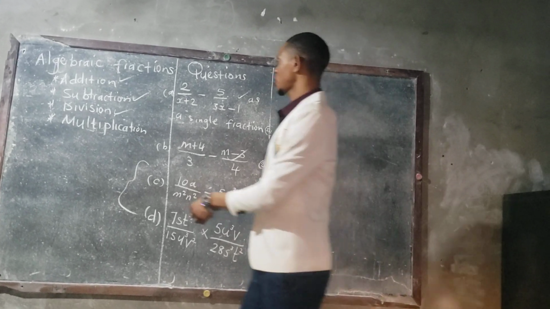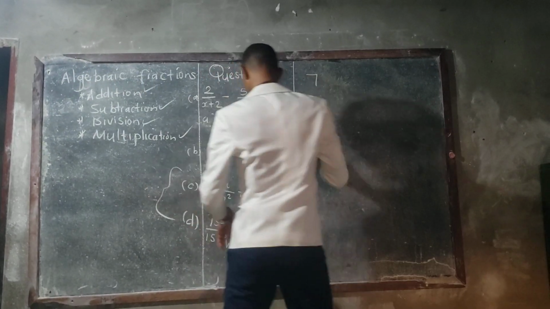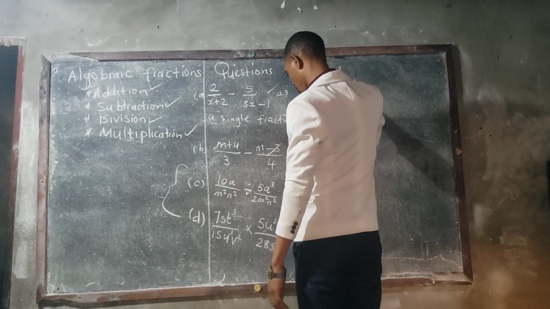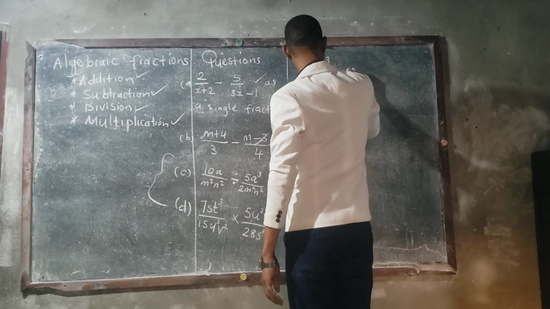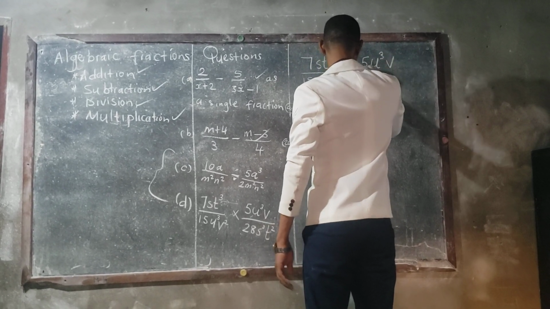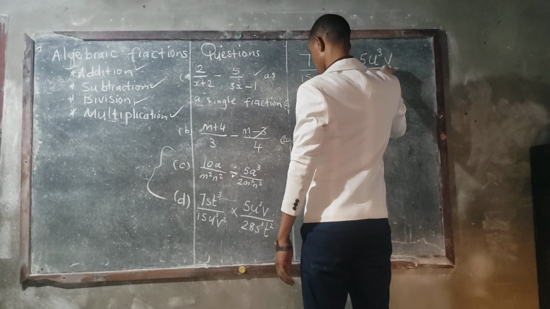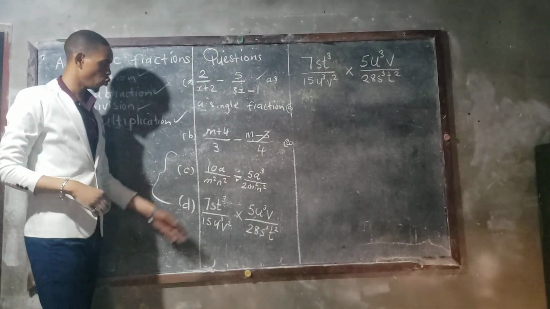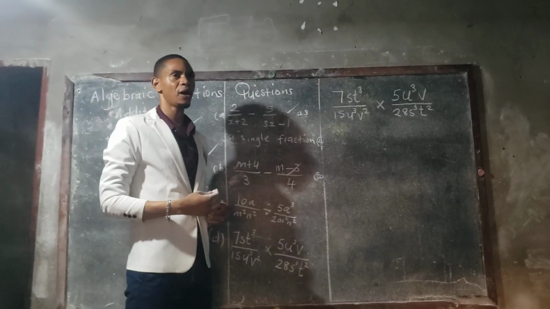So now let me take you to the next one. That is multiplication. So multiplication, I have here 7, and this one is a recent question. 7st cube over 15u cube v square multiply 5u cube v over 28s cube t squared. So that's the question that I'm given there to work out. This is the one, multiplication. So we are here on multiplication of algebraic expressions.